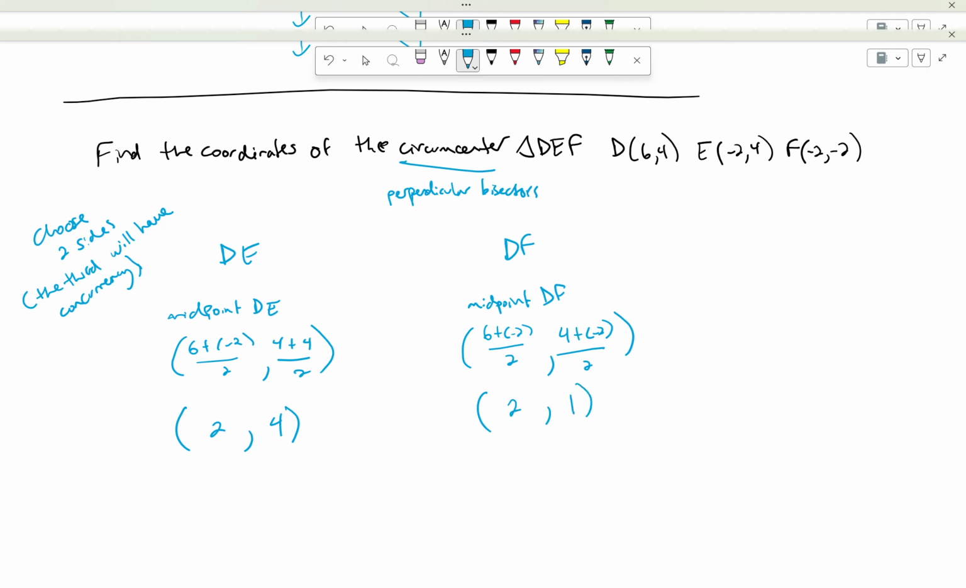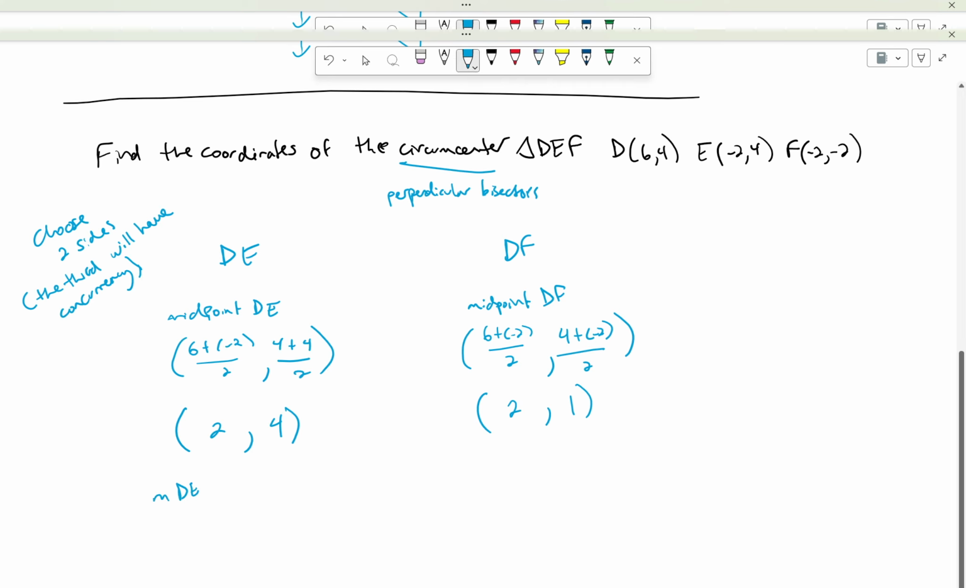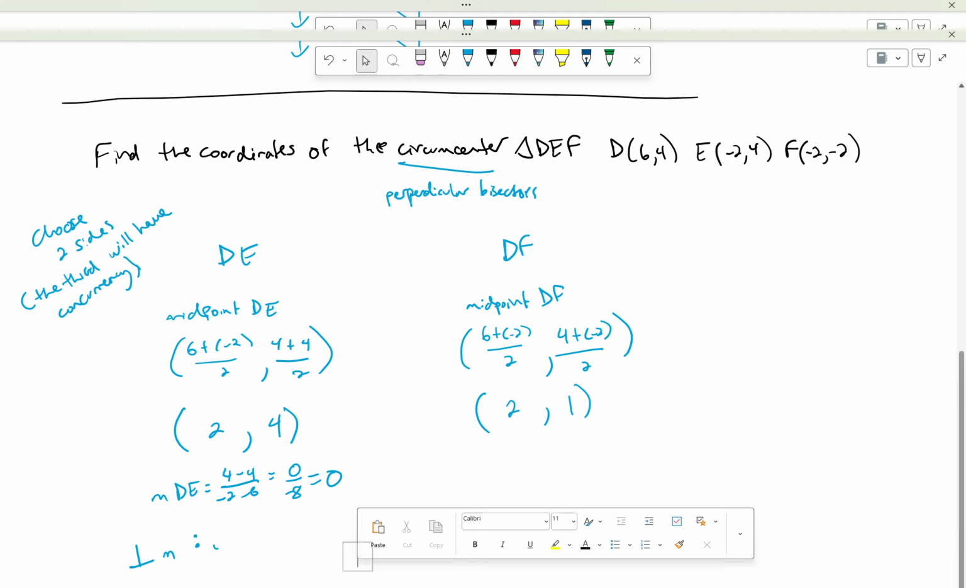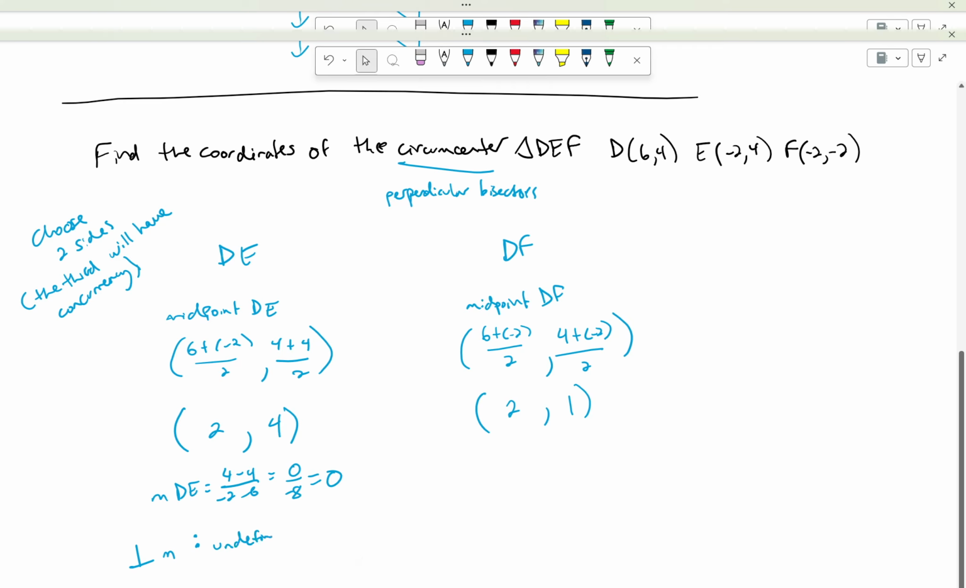Now, I need a slope because I need that perpendicular slope. So I'm going to go ahead and find the slope of DE, which is going to be the difference of the y's, right? 4 minus 4 over negative 2 minus 6, which is going to give me 0 over negative 8, which is going to be a slope of 0. The perpendicular slope, all right? Now think about 0 as a flat line that's horizontal, so perpendicular is undefined. Okay, remember this is a vertical line.